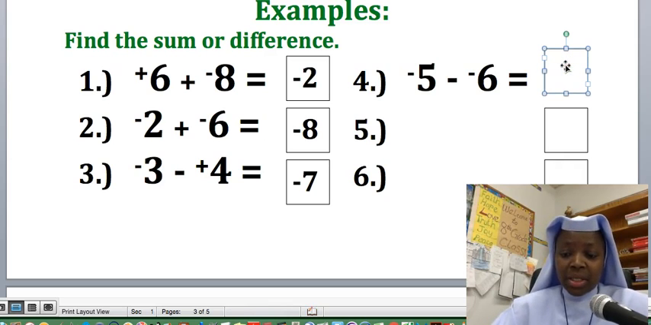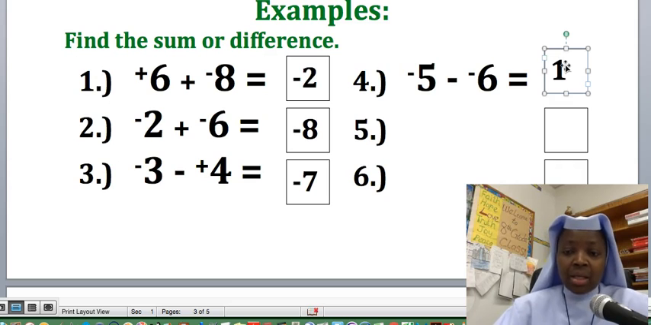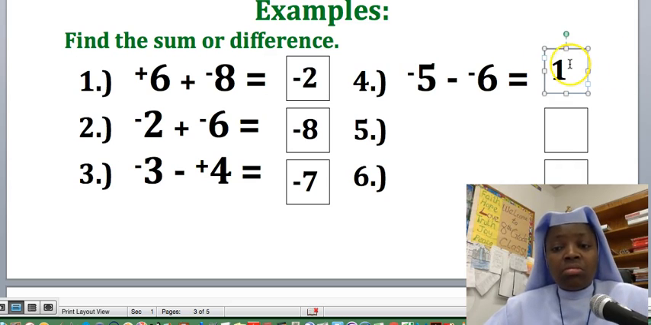+1. Or we can as well write it as just 1. You can write +1 or just 1. Okay, so positive integers, sometimes you write the sign, sometimes you don't really need to write the sign. If there's no sign in front of a number, we automatically know they are positive.